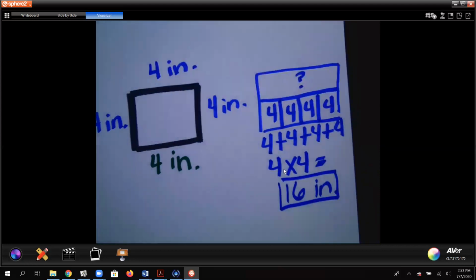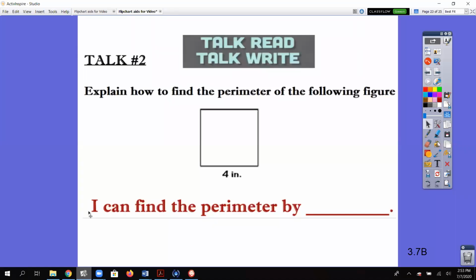After you give them time to work that out and they share, they can share using this stem: I can find the perimeter by... It's always great hearing all the different ways the students solve this. They can come up to the front and solve it, and it's great for the other students to see the different ways that the students solve it.